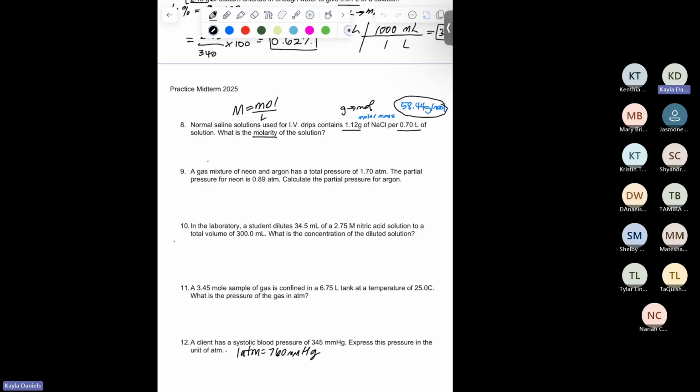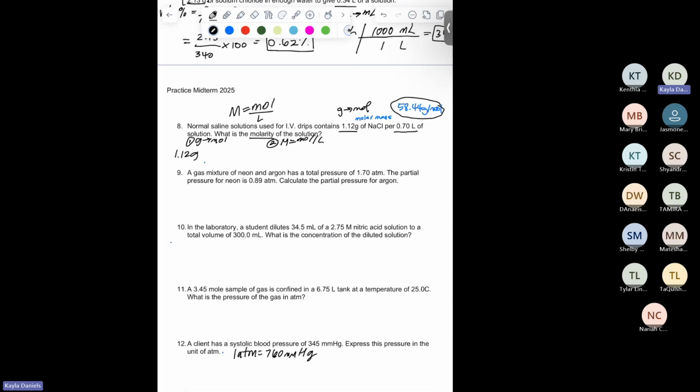Okay. First we go from grams to moles, and then we can plug it into the actual moles over liters formula. So first step, grams to moles, so 1.12 grams. I want grams on bottom because I want them to cancel, moles on top. The number is married to the gram, so since I put grams on bottom, I'm going to put the number on bottom. So I'm going to divide 1.12 by 58.44. I got this. I'm going to round it.